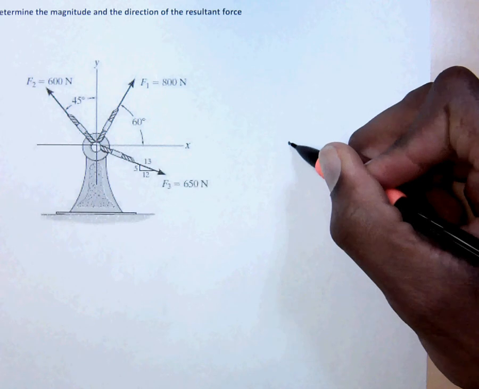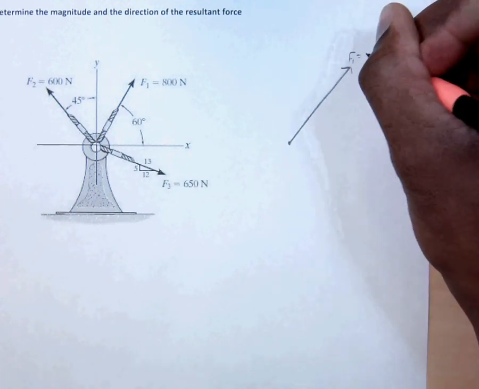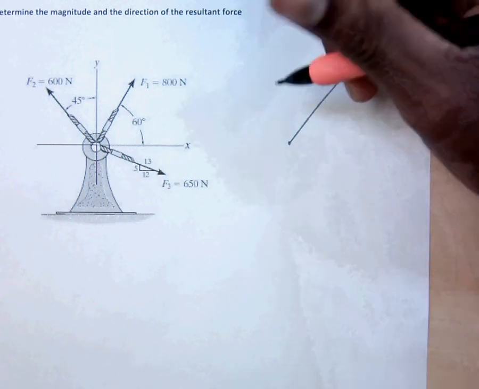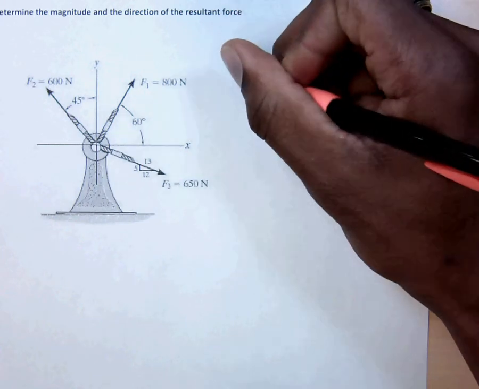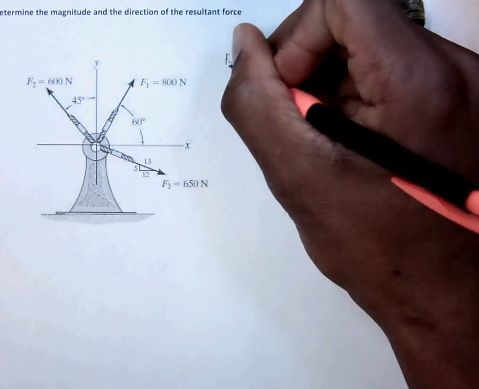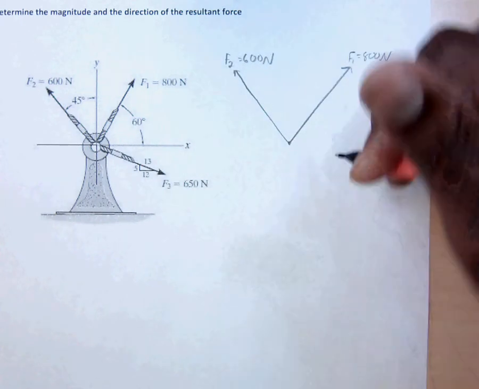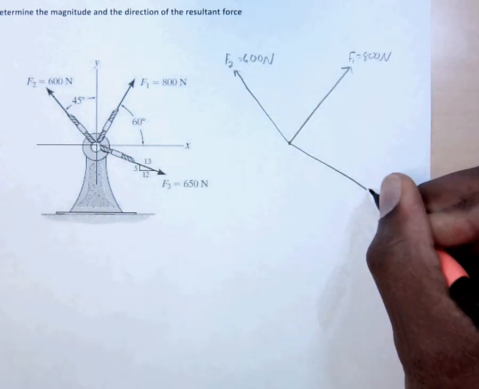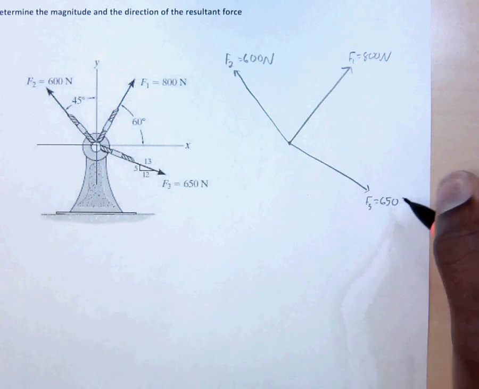and so we have our force going up this way, which is force 1, 800 newtons. We have a force going up this way, which is force 2 of 600 newtons. And then we also have a force coming down this way, which is force 3 of 650 newtons.